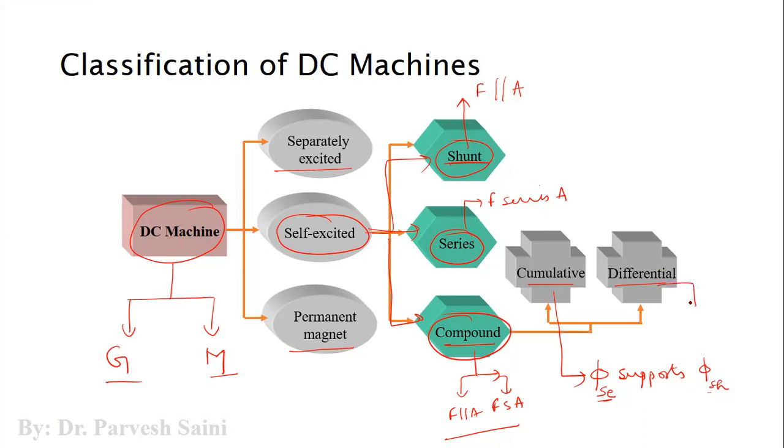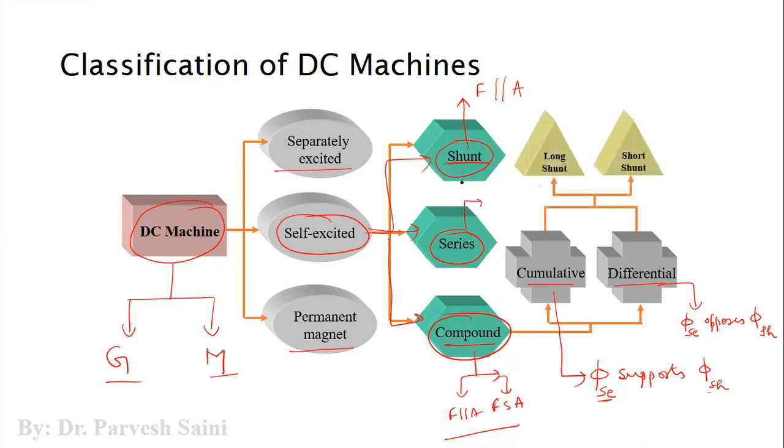In differential, the flux generated by the series winding opposes the flux generated by the shunt winding. So we can say that this compound is of two types, cumulative and differential. Now, in this, we have two further categories: long shunt and short shunt.